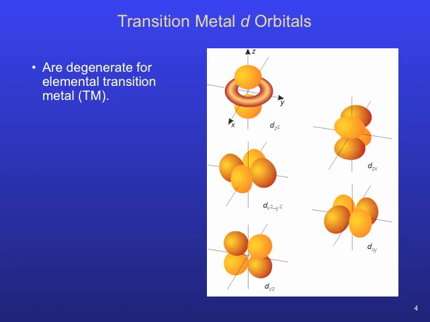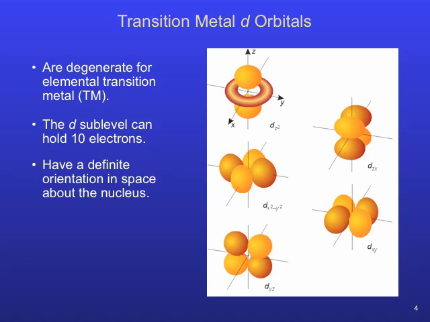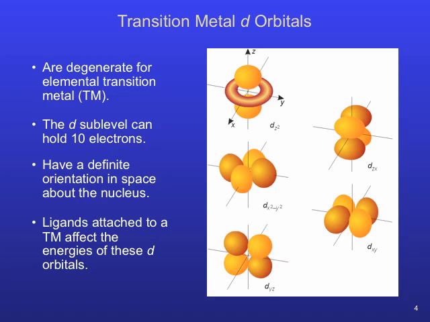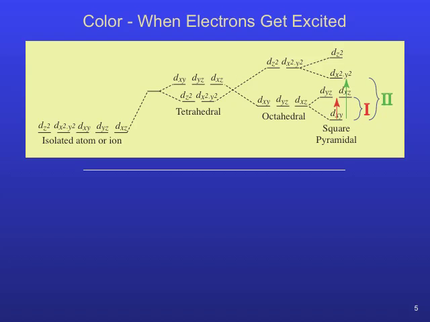Since each orbital can hold a maximum of 2 electrons, the d sublevel has a capacity of 10 electrons. Each d orbital has a definite orientation in space, and the presence of ligands bonded to the transition metal affects the energies of these orbitals. This effect is apparent in the visible spectrum of transition metals, since most exhibit a characteristic color when bonded ligands are present. This schematic shows the relative energies of the d orbitals in a transition metal for some specific structures.